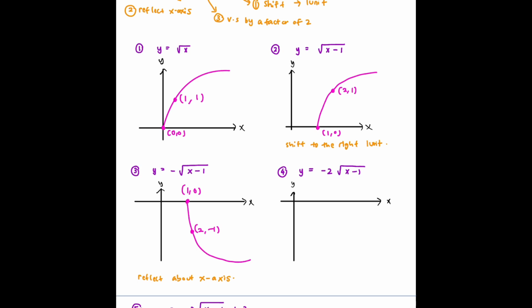Okay. Then the next one is 2. Constant 2 outside, vertical stretch by a factor of 2. So if you say vertical stretch, you change only the y coordinate. So y only change for vertical stretch or compress. X remain. So the graph vertical stretch. Imagine that you stretch your y axis. So you just sketch only the graph.